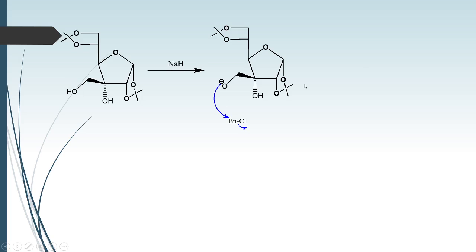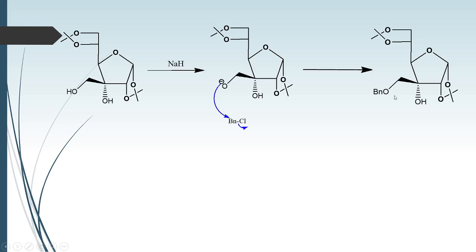In the next step, we use BnBr, that is benzyl bromide. This formed negative charge can attack this benzyl, and there is a removal of the bromide. And we got here the OBn. That means there is a protection of this hydroxy group by means of OBn in the presence of NaH.